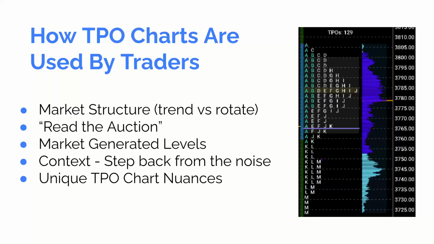The last point here was unique TPO chart nuances. Because we're looking at these letters and not the normal chart, we're looking at a profile, it's a shape. You're going to see things. There are nuances on these charts that are worthwhile noting and being aware of, and that's definitely more advanced. I will be touching on those in the second webinar. I'm going to touch on some of those that I use personally, but that's not for today.